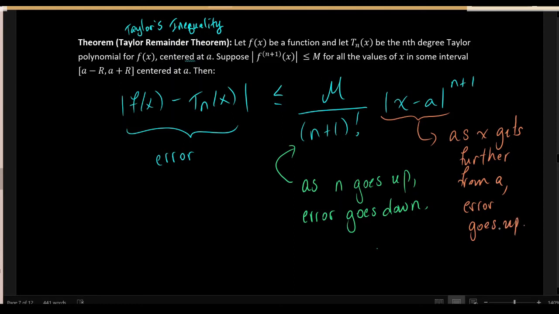And this number m, which is bounding the derivative, this number m is what captures the unique nature of the function itself. It's what's capturing the difference between a function like sine of x and that function 3 sine of 2x that we had in our other graph. It captures the difference between those two functions.